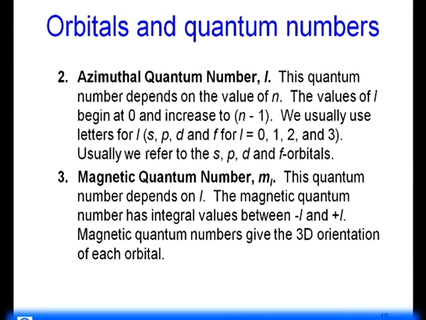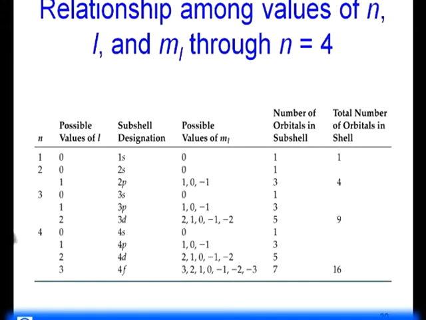Then this angular momentum is also quantized. Not only is the total angular momentum given by L quantized, its z component is also quantized, and this is given by another quantum number, ml. This quantum number depends on the value of L. It can have 2L plus 1 values, starting from minus L to plus L through 0. So that means it depends upon the 3D orientation of each orbital. Depending upon the 3D orientation, we have different values of the quantum number.